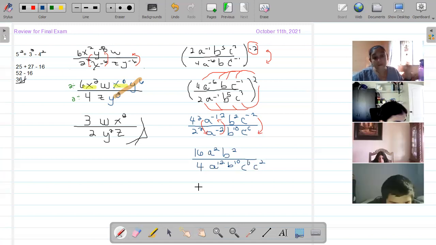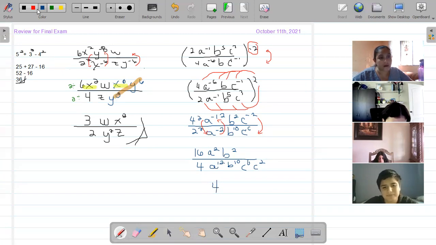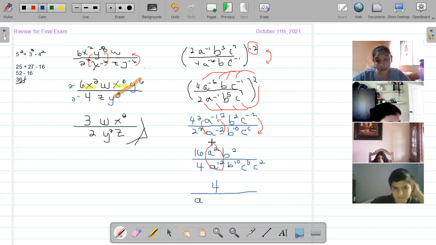16 divided by 4, how much is that? 4, exactly. Now we're going to simplify the variables. I have these variables in opposite sides of the fraction. Where should I subtract? Remember that we said that we were going to subtract? So where do I subtract? In the numerator or in the denominator? Wherever the exponent is greater. So in the denominator.